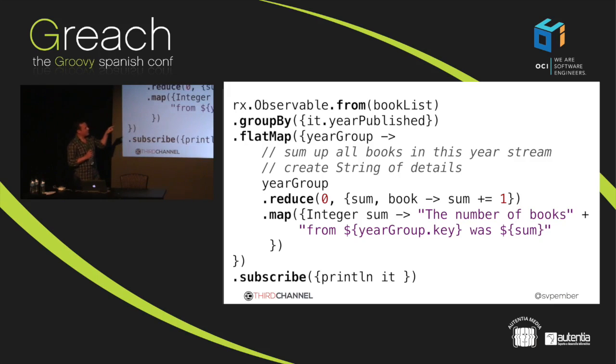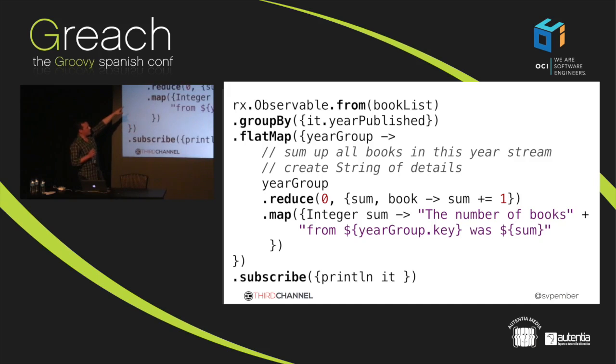But in this particular case, flatmap is useful for taking, where is it, right up there? So I call the group by, and now I have my individual streams. The flatmap is now accepting a stream of observables. It then, inside itself, calls 2 functions on that observable. So let's say that year group contains year 2015.